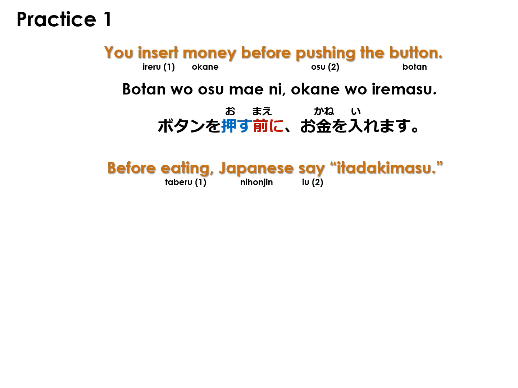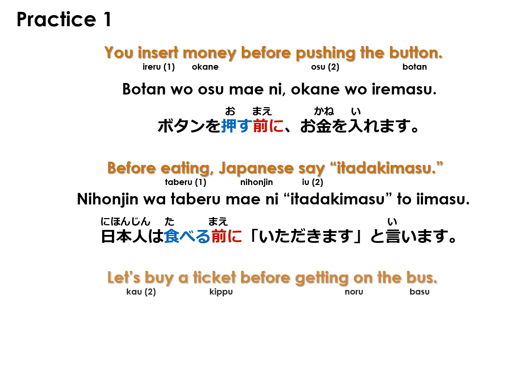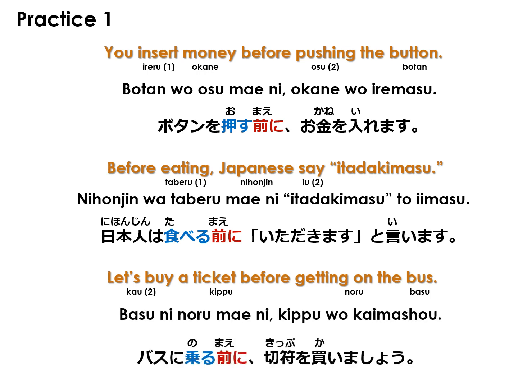Before eating, Japanese say いただきます。日本人は食べる前にいただきますと言います。Let's buy a ticket before getting on the bus. バスに乗る前に切符を買いましょう。Now, let's translate these Japanese sentences that use plain verb forms into English.